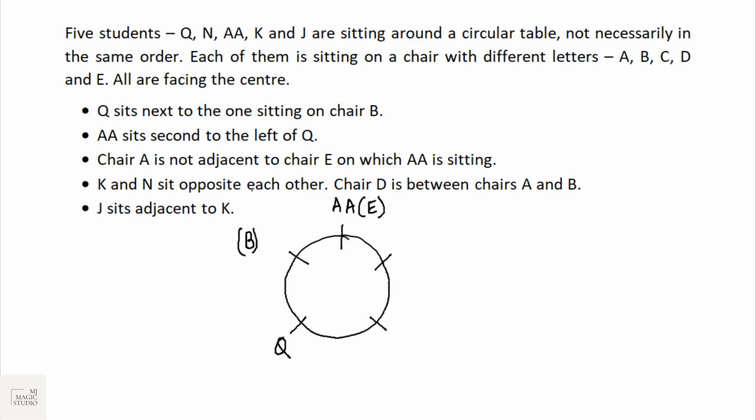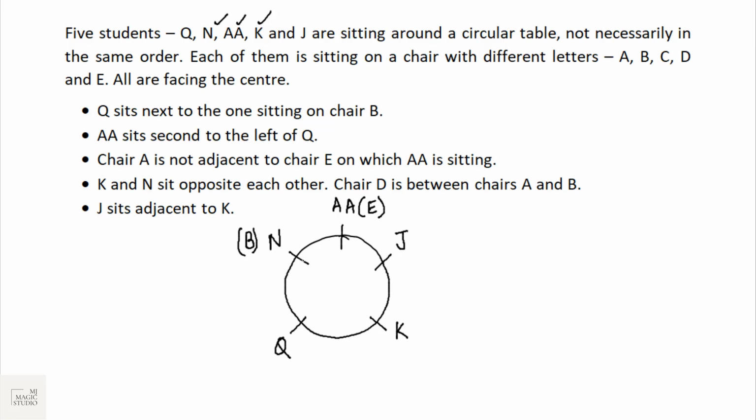Done. K and N sit opposite each other. That means K and N are sitting here. K, N, A, gone. Q and J. That means this seat should be J, but it is not A. J sits adjacent to K. Bingo. Here we have K and here we should have N.